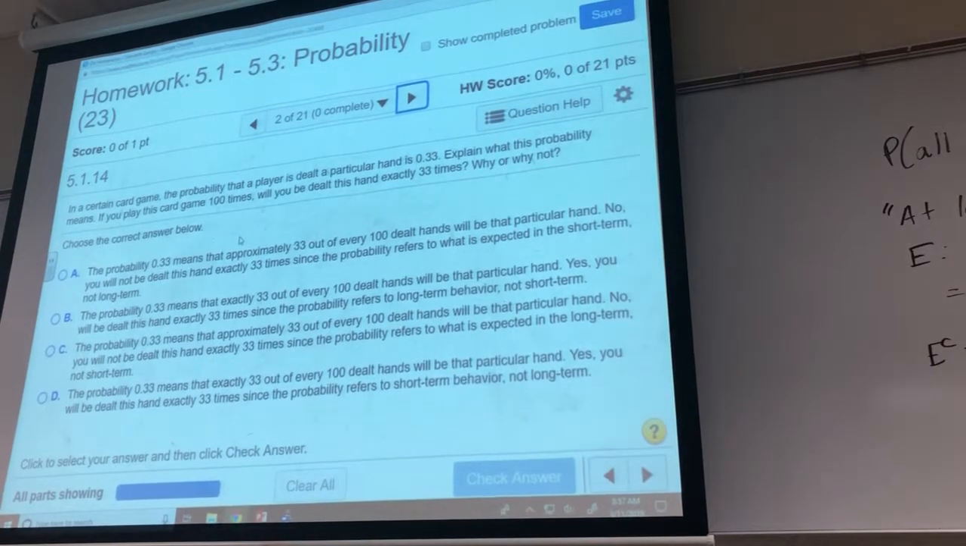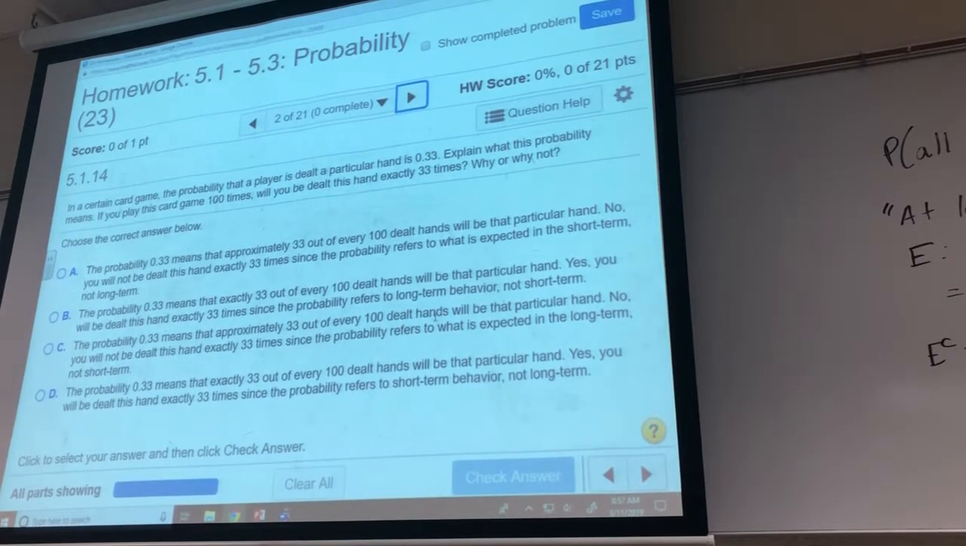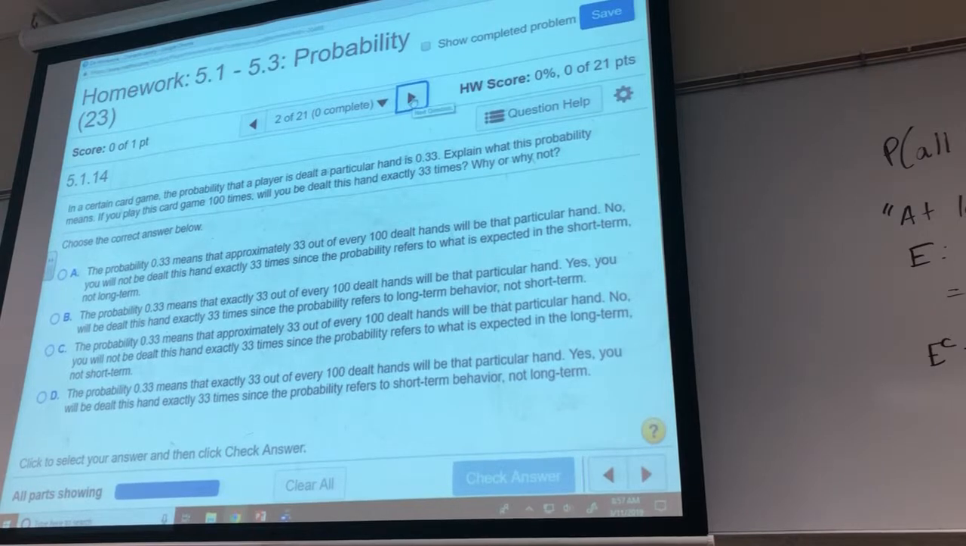Just keep in mind, probability doesn't tell us the short term with any kind of guarantee. It just kind of gives us an idea.